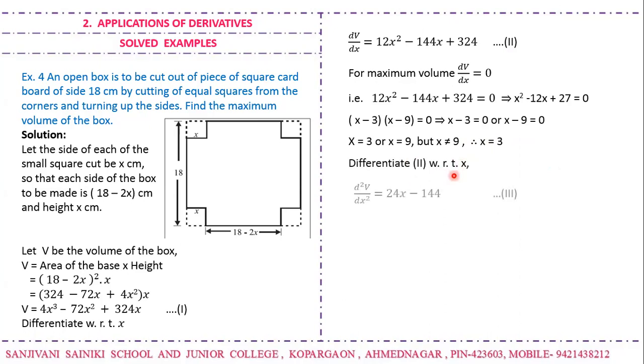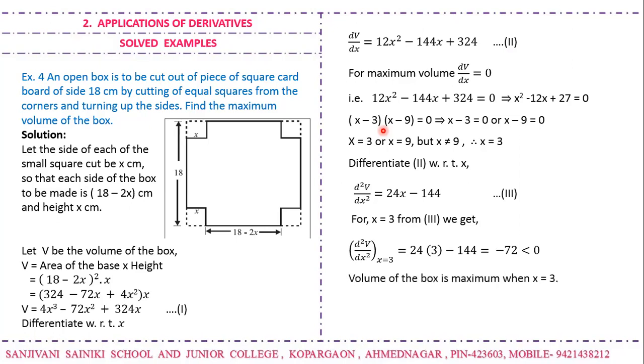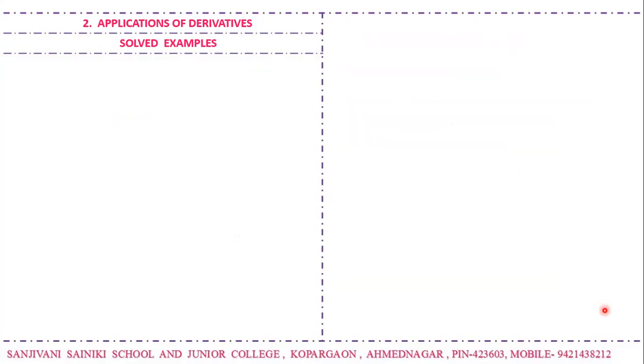Now differentiate this second equation again with respect to x. What you get is 24x minus 144. Now put x equal to 3 in this equation. You get minus 72, which is less than 0. So for x equal to 3, the function will have a maximum value. So the volume of the box is maximum when x is equal to 3. And what is the maximum value? It is given by (18 minus 6) squared times 3, that is 432 cubic centimeters. This is the maximum volume of the box.